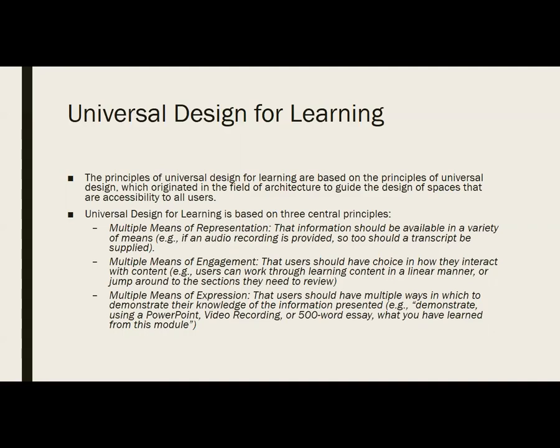So the third one being multiple means of expression. We know that when it comes to learning, what makes learning much more active is that the learner will have to interact with whatever resource he or she is assessing. And when a learner is told that the only means by which you can interact with this information resource is maybe by just reading it, it doesn't make it quite concrete for someone who is more of a visual learner. So users have multiple ways to demonstrate their knowledge of the information presented.